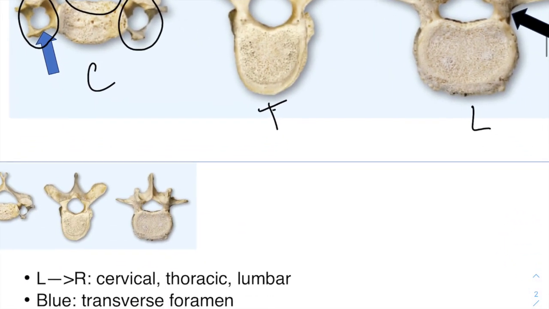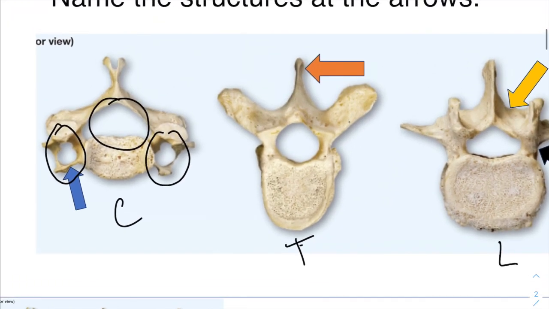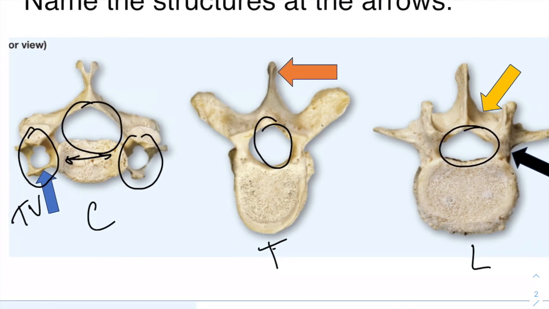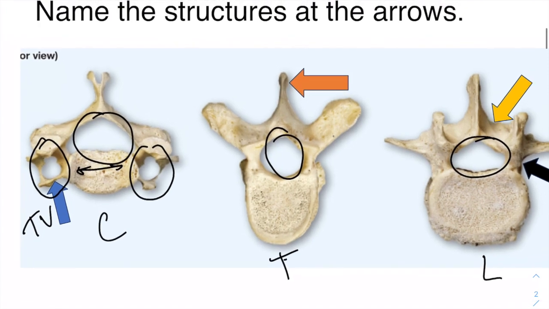As you know, these are the transverse foramen, because they're on the sides. So you have the transverse foramen, then you have the actual vertebral foramen right down the middle. Every vertebra has a vertebral foramen, but only the cervical vertebrae have the transverse foramen. So those are a really helpful identifying landmark that will help you identify that you're in the cervical region.